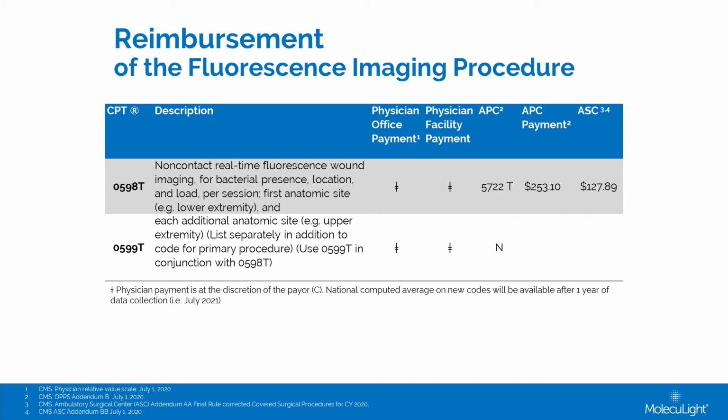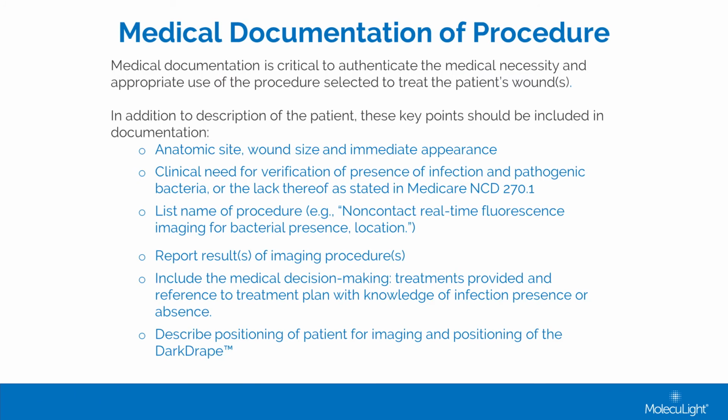If you do happen to have a wound on the same extremity, with two wounds, for example, you would bill 2 units of the 0598T. If you had additional wound sites at different locations, say rear torso or another extremity, you would bill 1 unit each of 0599T. The 0598T will cross over in the APC hospital outpatient department to the 5722T APC code.